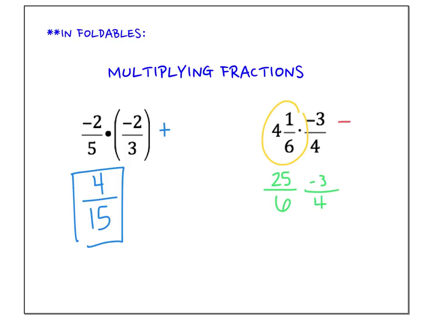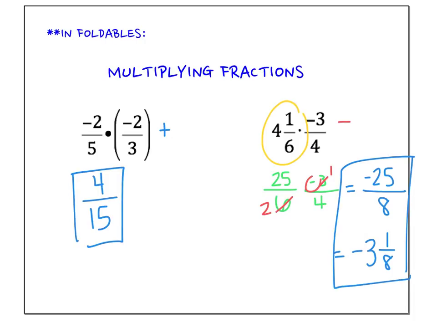I can simplify a little bit here before I continue. This 3 and this 6 can go into each other. The key thing here is I'm not losing this negative. I'm still remembering that that's a negative. So when I multiply across, I have 25 times negative 1, which would be negative 25, over 2 times 4, which would be 8. If you wish, you can change that back into a mixed number, and that would be negative 3 1/8. Remember, I will take either. Both are correct.